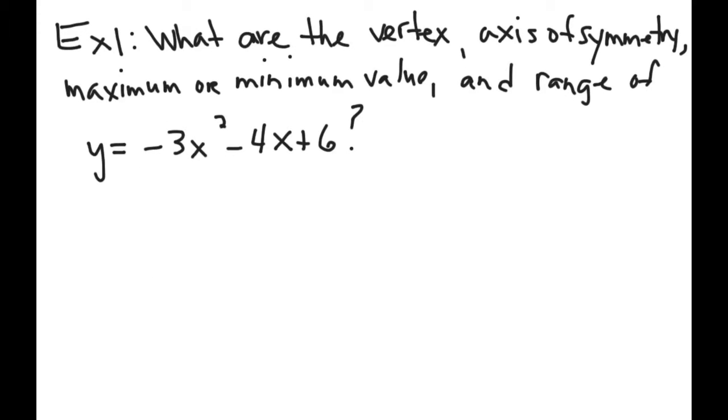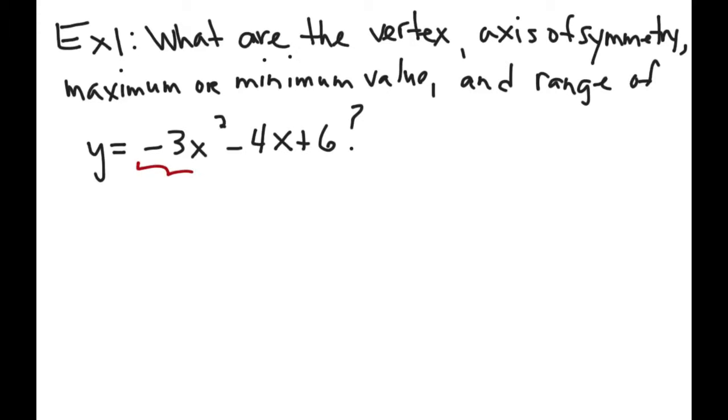So let's look at a quadratic equation, which is already in standard form. In example 1, what are the vertex, axis of symmetry, maximum or minimum value, and range of y equals negative 3x squared minus 4x plus 6?